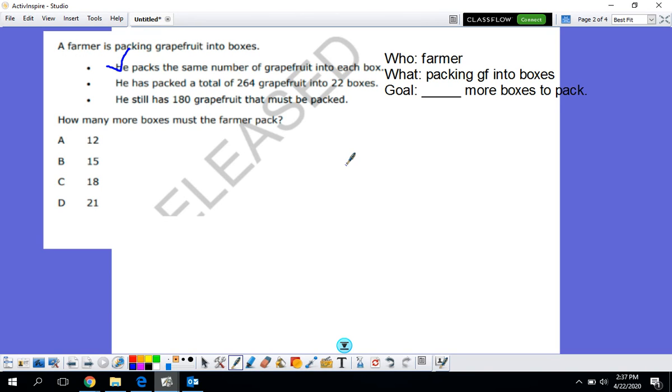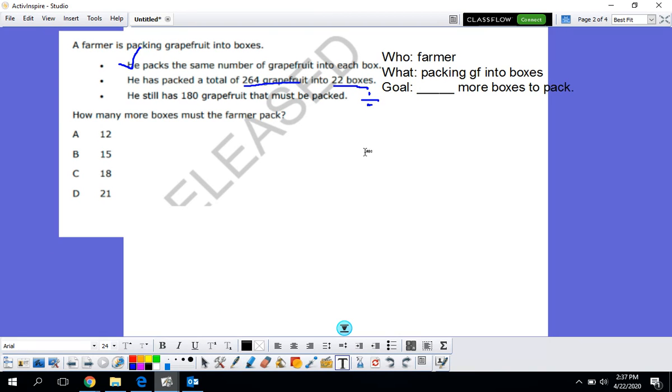So for me, if he has 264 grapefruit and he's put those into 22 boxes, that makes me think he has split that 264 into 22. So that right there makes me think division. So that makes me think that maybe my first step needs to be 264 divided by 22. Again, I don't have a division symbol. I use my fraction bar because remember, fraction bar means division. So I'm first going to do 264 divided by 22.